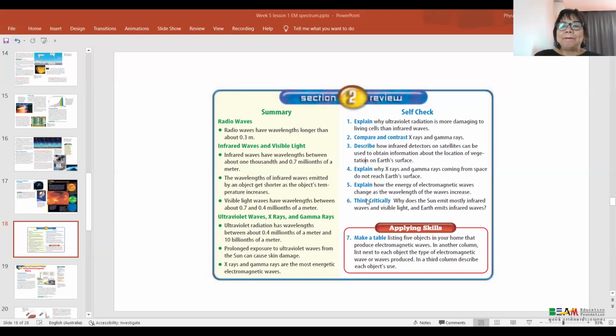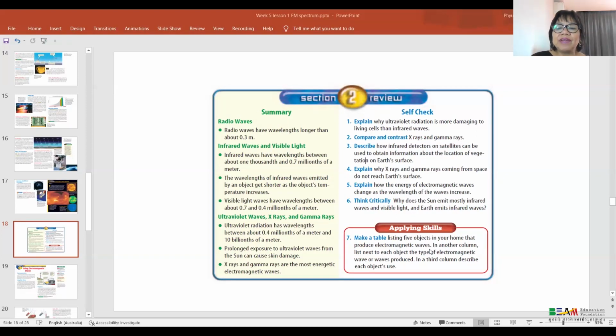Okay. The last one, think critically. Why does the sun emit mostly infrared waves and visible light, and Earth emits infrared waves? Because of temperature. Vibration and temperature. Yes, the Earth doesn't have high frequency wavelength because the temperature is not high enough to vibrate particles to emit visible light.